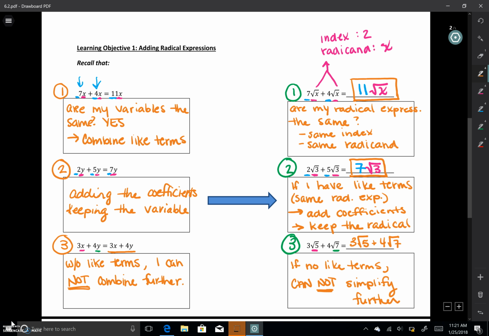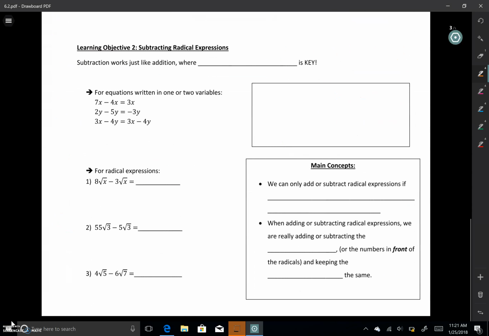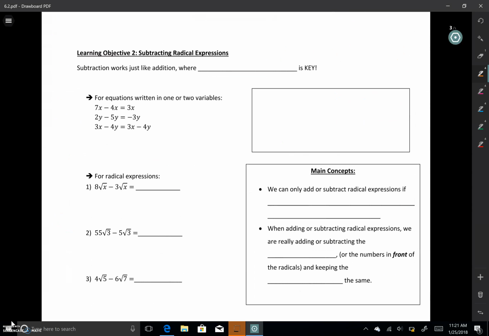Okay, so the idea here is we can combine and we can simplify when our radicals are the same. And that main idea is going to stay consistent as we even move on to learning objective 2, subtracting radical expressions. So right at the top here it says subtraction works just like addition, where combining like terms is key.